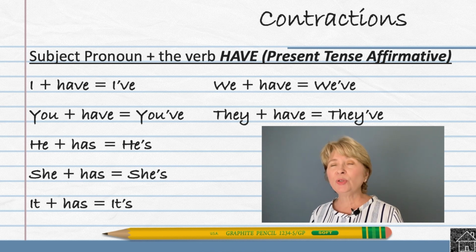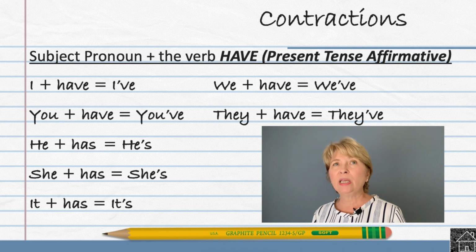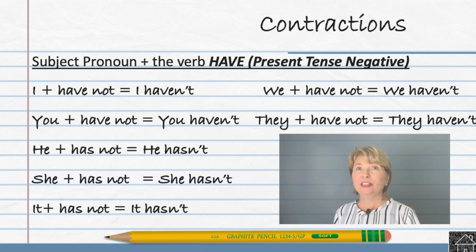For the plurals, we plus have plus not is we haven't. They plus have plus not is they haven't. You get the idea. To make the contractions with have in the negative, it's a little different. Here we have to make the contraction between the verb and not.